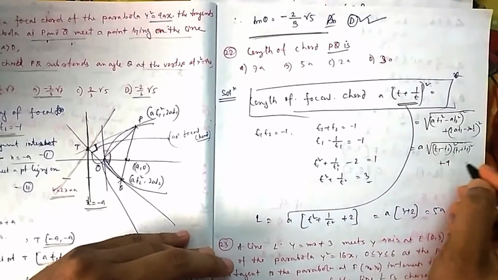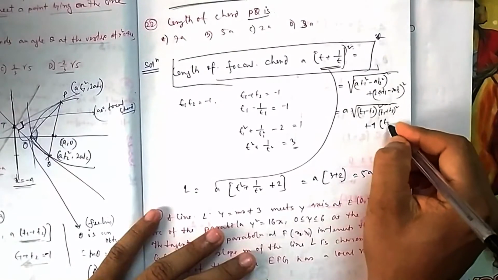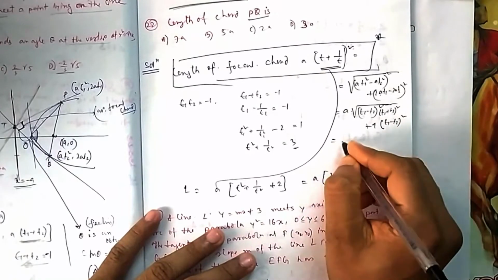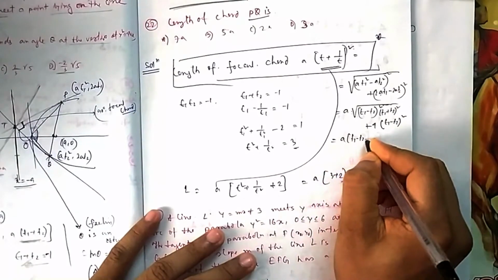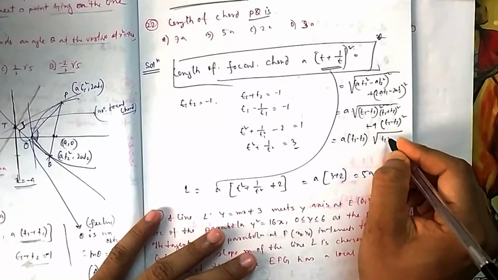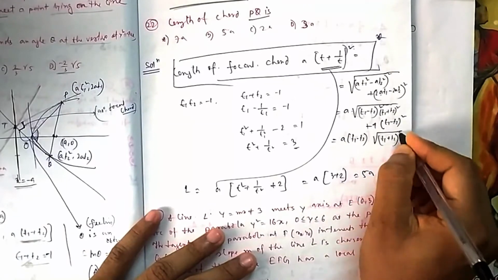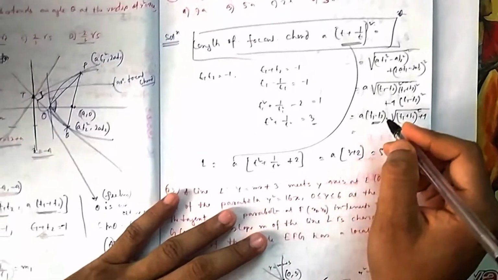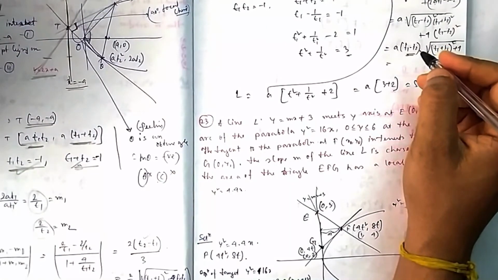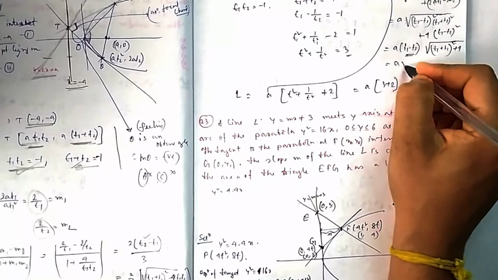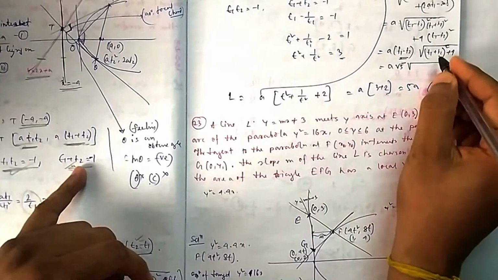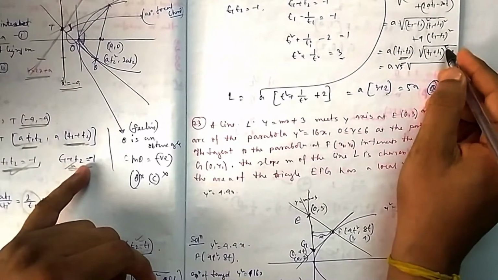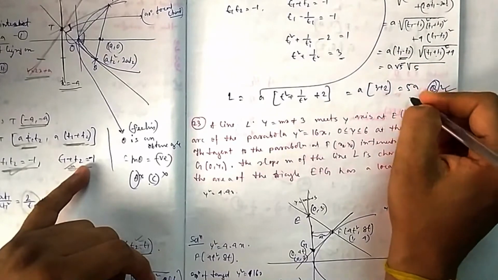Here it is 4 into a, already I have taken common, t1 minus t2 whole square. So you can take t1 minus t2 also common, so t1 minus t2, and under the bracket it will be t1 plus t2 whole square plus 4. Here you know all these values, you can put them in. T1 minus t2 you have already just now calculated, it is root 5, and this is also minus 1 square, that is 1, then it is root 5. So you will get 5.